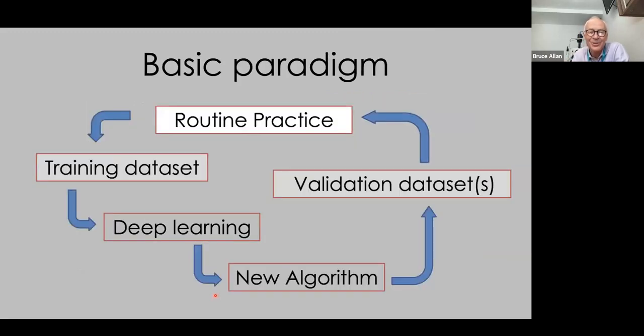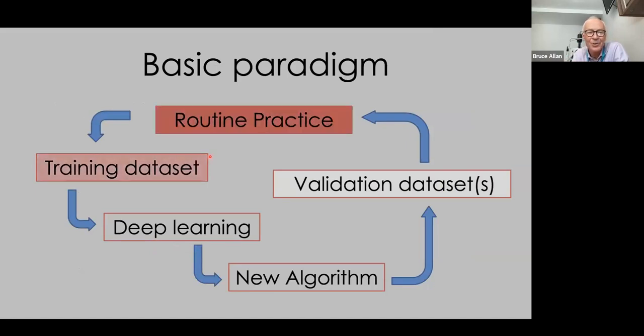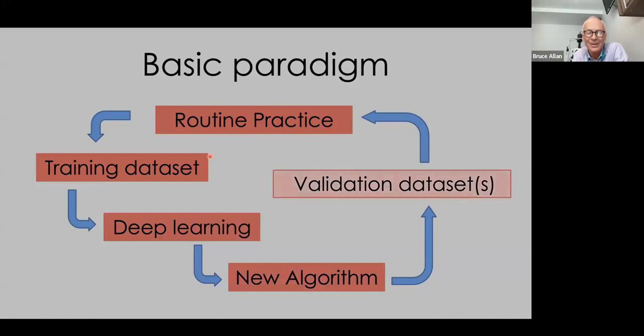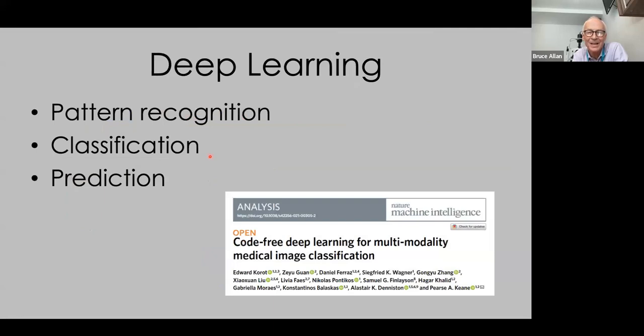So the paradigm is simple. You just collect the data in routine clinical practice, and then you divide that data into a training data set. You usually take about 80% of the data, and you train your deep learning model on that data, develop a new algorithm for making your predictions or your classifications. And then you test how well the computer is doing with the new model on a data set that it hasn't seen before. And that's called a validation data set. And then if it looks good, then you're ready to apply it in routine clinical practice.